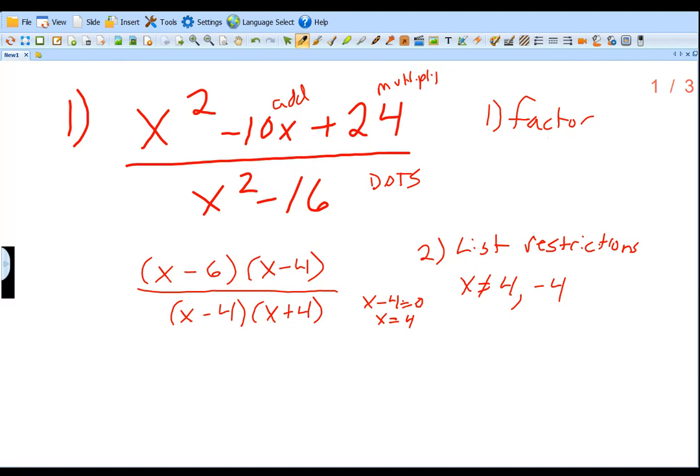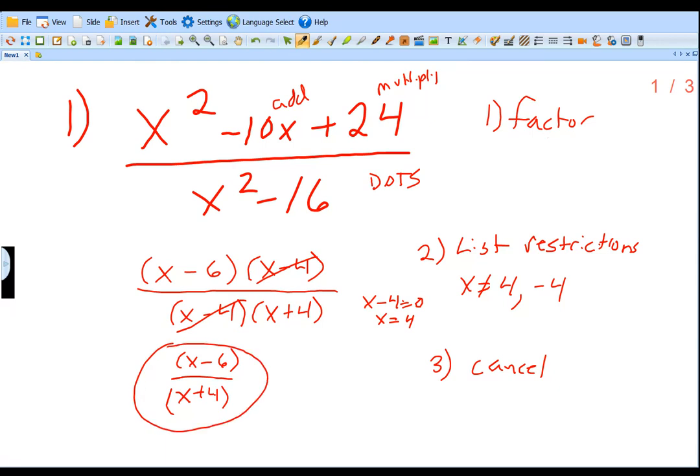So after we have the restrictions, the third step is cancel things out. Anything that's going to match, we can cancel. So if there's a match on the top and a match on the bottom, we can just cross them out, get rid of them. So if we look, x minus 4 and x minus 4, both on the top and bottom, cross them out, cancel them out, see what we're left with. We have x minus 6 on the top over x plus 4 on the bottom. That is our completely simplified version of this expression.